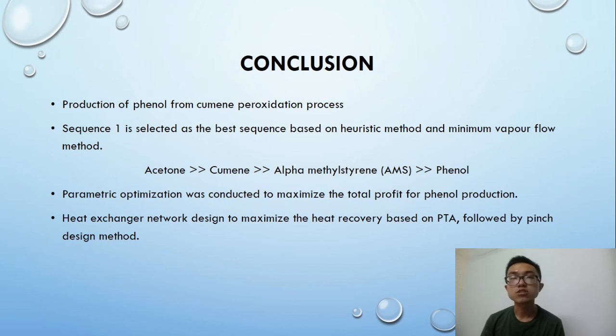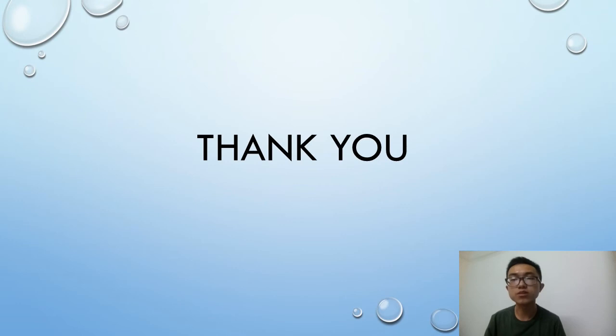Parametric optimization was conducted to maximize the total profit for phenol production from $9.9 million to about $60 million. And lastly, the heat exchanger network is designed to maximize the heat recovery based on PTA, followed by the pinch design method. As a conclusion, the objectives on separation sequence and both parametric and topological optimization of the phenol production have been achieved with satisfactory results. Thank you.